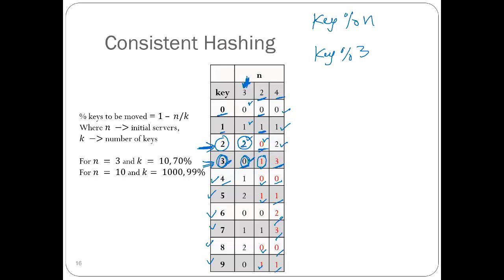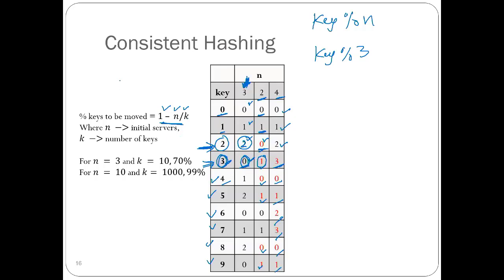I just borrowed this expression from the textbook, which says that if from the initial n servers, like from initial 3 servers, you went to 4 servers, then how many moves you had to do. That can be evaluated by this expression, 1 minus n divided by k. n is the initial number of servers that you had, and k is the total number of keys that you had.